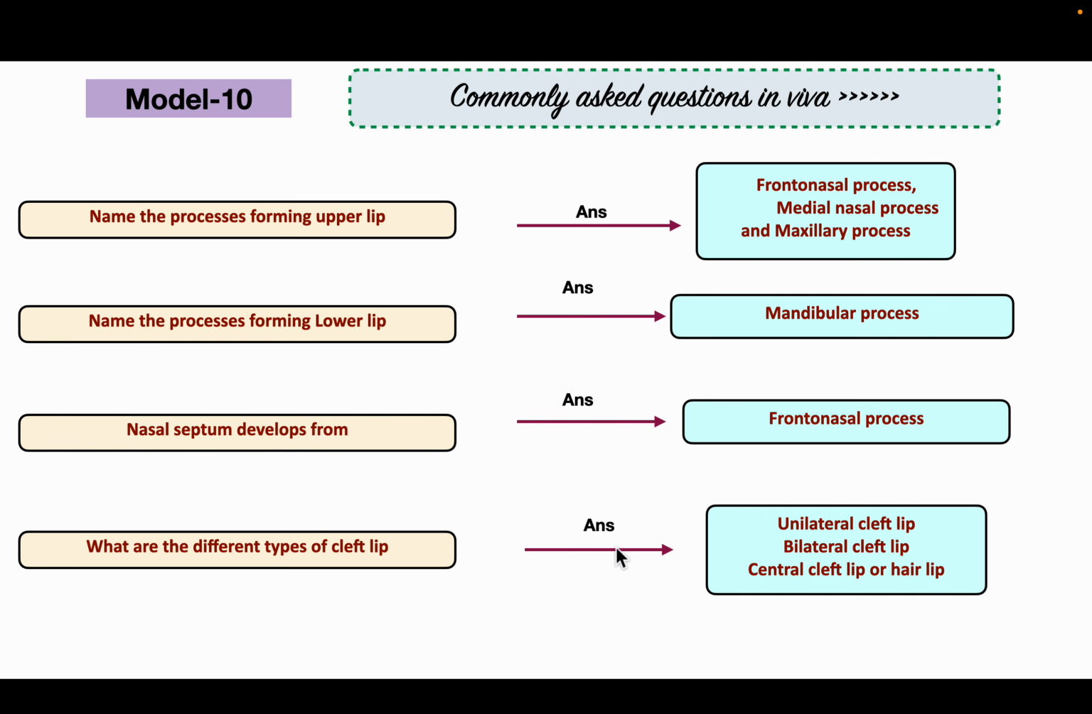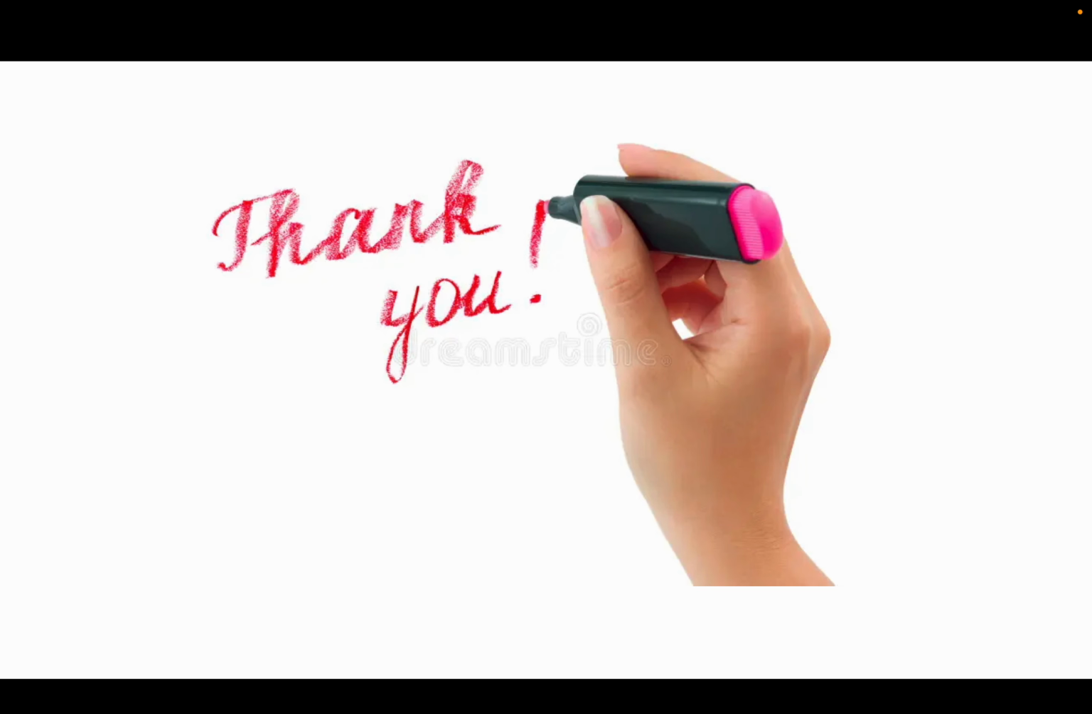So what are the questions coming out from this model? Name the processes forming the upper lip. I told you, frontonasal process, medial nasal process, and maxillary process. Name the process forming the lower lip, mandibular process. Nasal septum is developing from which structure? That is frontonasal process. And what are the different types of cleft lip? Unilateral cleft lip, bilateral cleft lip, central cleft lip, and central cleft lip is also given the name hare lip. So these are the models which I have discussed.